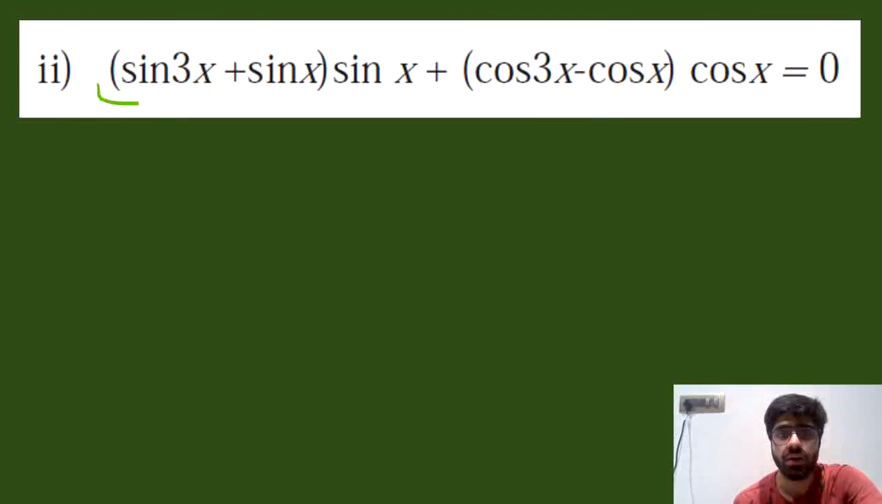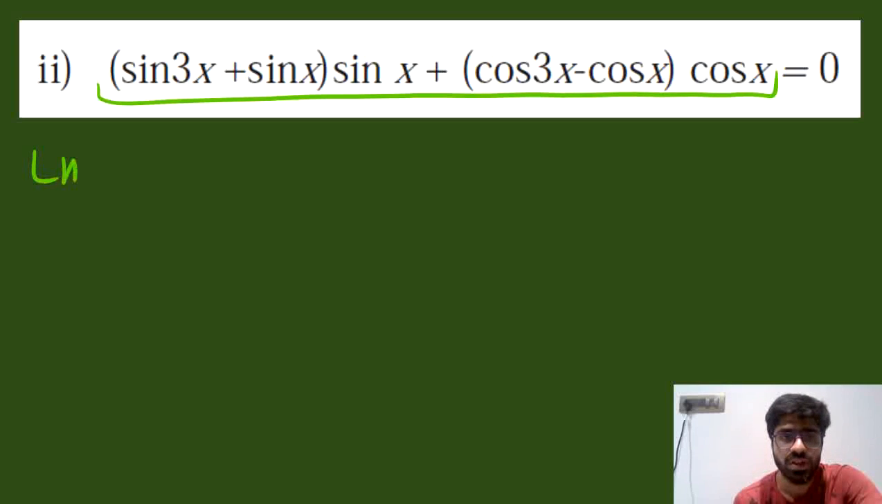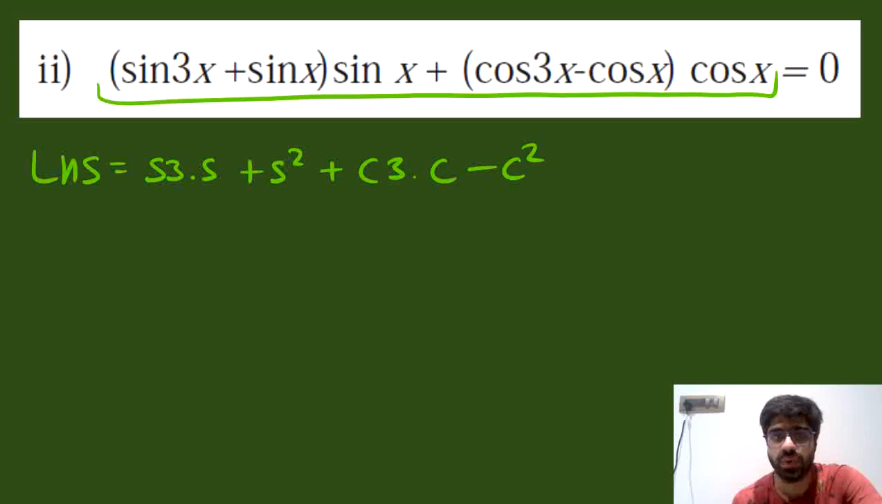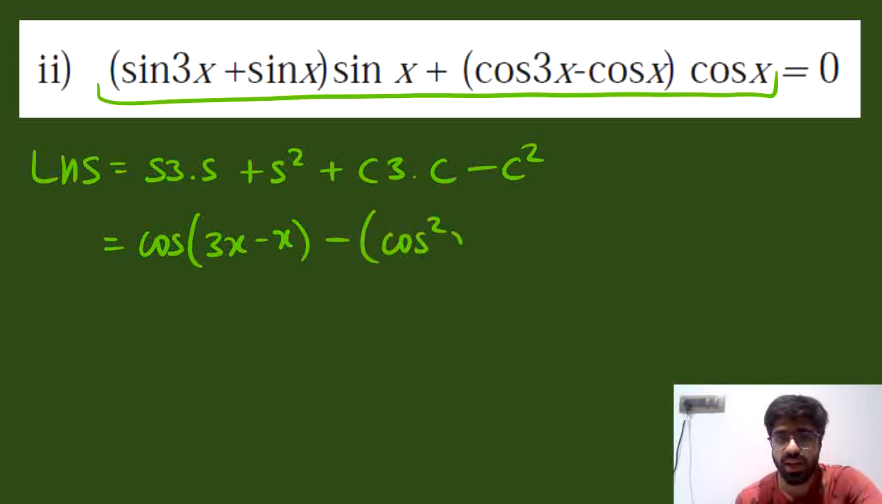Okay, here's the second one, and all we need to do on the left hand side is just expand the brackets. So that would become sine 3x into sine x plus sine square x plus cos 3x into cos x minus cos square x. Now if I combine this and this together, the two terms here are of the type cos A cos B plus sin A sin B. Cos A cos B plus sin A sin B is like cos of A minus B. So this becomes cos of 3x minus x plus we have sin square x minus cos square x. Let's write it as minus of cos square x minus sin square x.